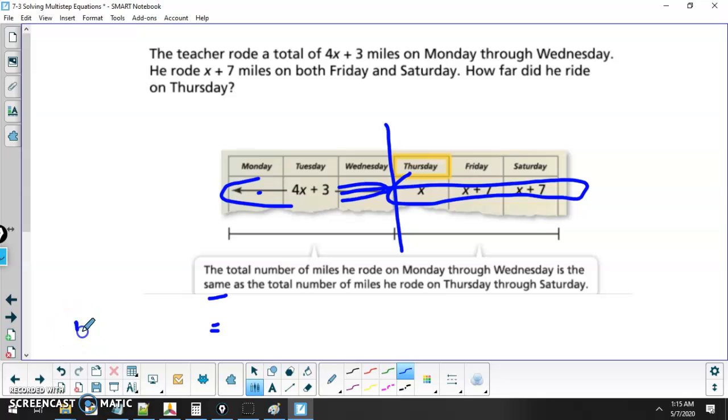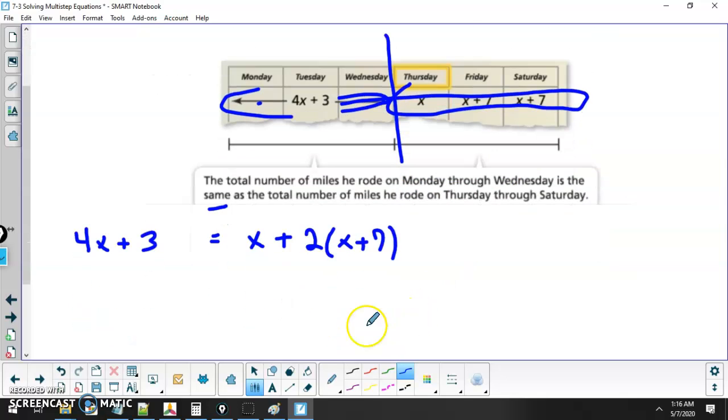All right, so in other words, 4x plus 3 is going to be equal to, add up these three things. So you have Thursday, which is x, and you have x plus 7 twice. Since we have x plus 7 twice, we could write it as 2 times the quantity x plus 7. Now, if you wanted to, you could just add up all the like terms here. But this is the way the book wants you to think about it. You could get 3x plus 14 if you just add all the x's and add the 7 and 7. Anyhow, we're going to distribute next.